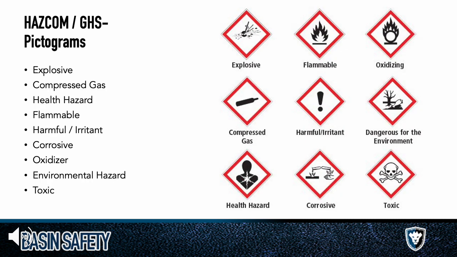You heard me talk about pictograms on the last slide, but we're going to actually go over the pictograms. There are different ones for different kinds of dangers or hazards. So there's explosive. We'll start on the top left. That is explosive. Then we go to flammable. That's a line with a flame over it. Oxidizer. That's a line with a circle in the flame. We have compressed gas, harmful or irritant, dangerous for the environment, a health hazard, corrosive, and toxic. Skull and crossbones, pretty self-explanatory. It's either dead or severely toxic.